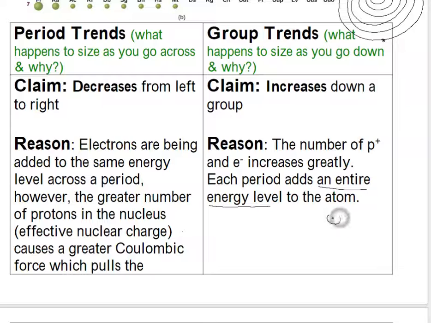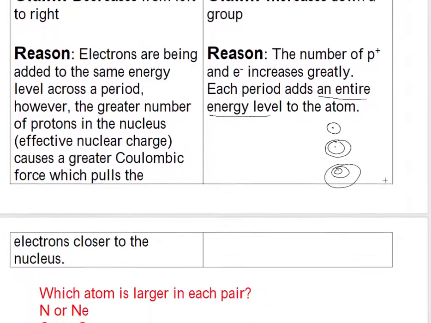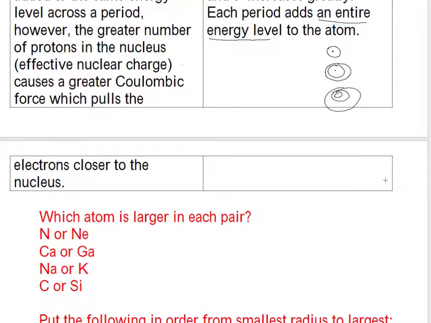So hydrogen and helium have 1 energy level. Lithium has 2 energy levels. And then if I go down, we're going to have 3 energy levels. So as you go down, you're adding a whole energy level to the atom, and that's why they get bigger going down the group. Let's answer these questions.